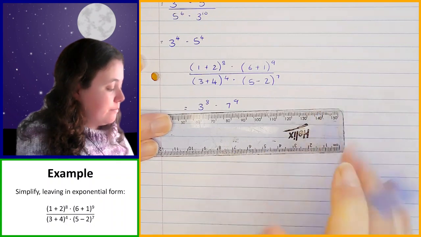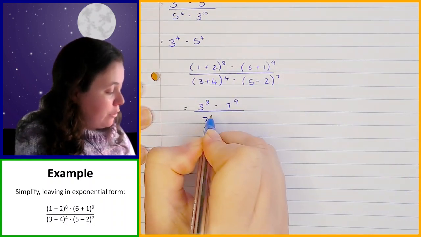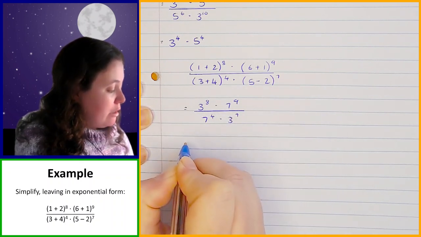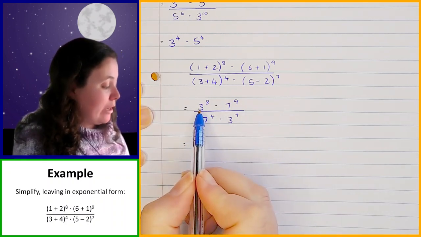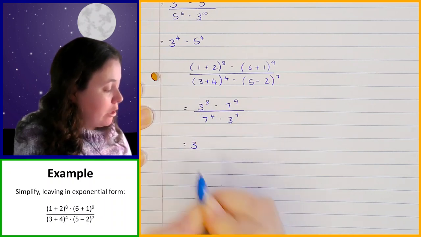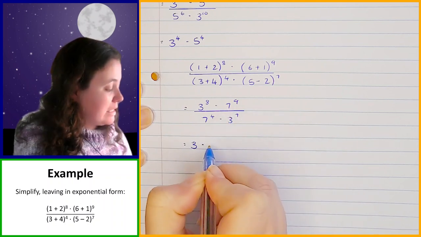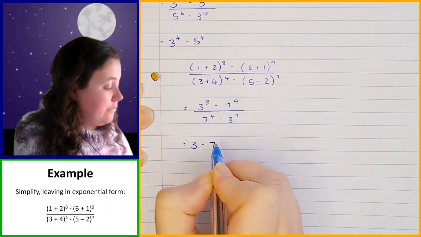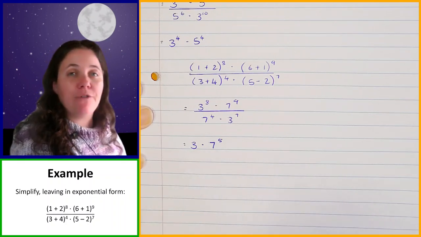That is over 3 plus 4, which is 7 to the power of 4, times 5 minus 2, which is 3 to the power of 7. So now I'm going to use my rule to simplify this. I'm going to take my 3s. So I have 3 to the power of 8 divided by 3 to the power of 7, which is 3 to the power of 1, which I don't need to write, times 7 to the power of 9 divided by 7 to the power of 4, which is 7 to the power of 9 minus 4, which is 5, and I do need to write that 5. So that's what you should get for this example, 3 times 7 to the power of 5.